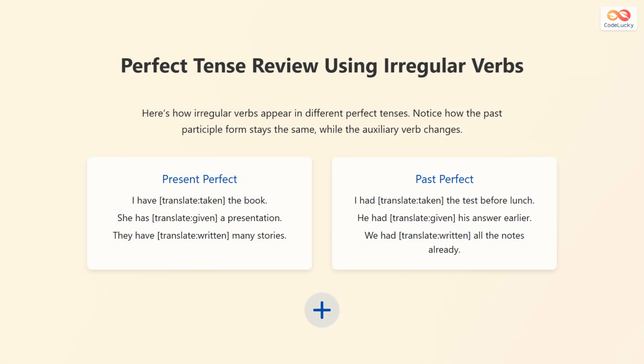The same past participle form is used in both present perfect and past perfect tenses. For example, I have taken the book, but I had taken the test before lunch. She has given a presentation, but he had given his answer earlier. They have written many stories, but we had written our notes already. The difference lies in the helping verb, have or had, while the participle form stays the same.